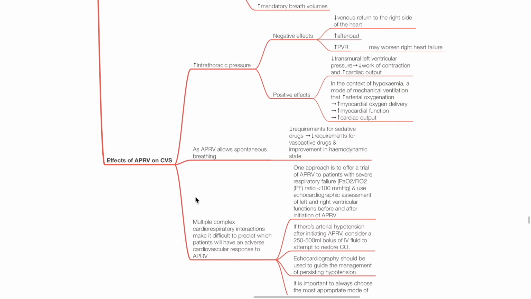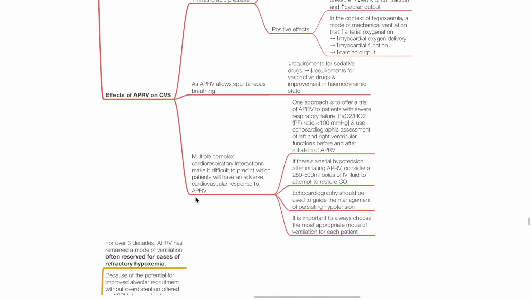Positive effects of increased intrathoracic pressure include reduction in transmural left ventricular pressure, resulting in reduced work of contraction and increased cardiac output. In the context of hypoxemia, a mode of mechanical ventilation that increases arterial oxygenation increases myocardial oxygen delivery, myocardial function, and cardiac output. As APRV allows spontaneous breathing, there is reduced requirement for sedative drugs. This reduces the requirements for vasoactive drugs and results in improvement of the hemodynamic state.